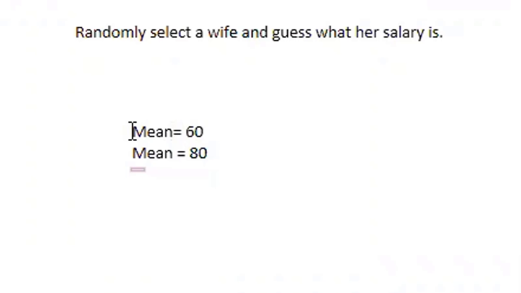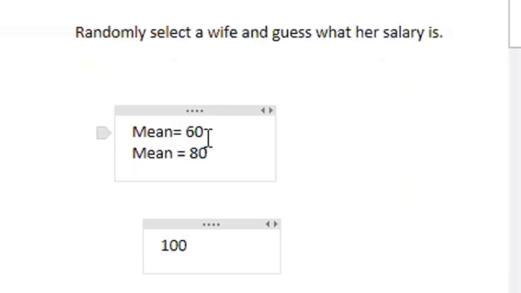So why would you guess something else, right? It would be kind of strange to guess, oh, well, I'll guess this wife's salary is 100. No, I don't think so. Why should I guess 100 when the average is 60? I don't really have any reason to guess anything other than 60. So you would guess 60 for the wife, and you would guess 80 for the husband.